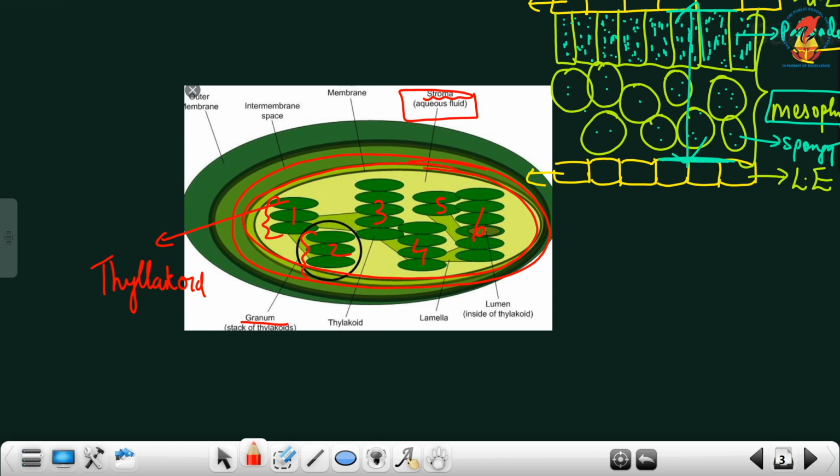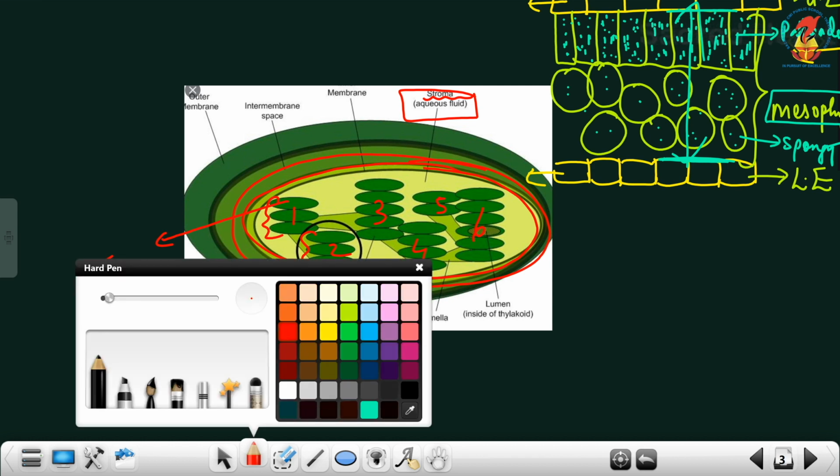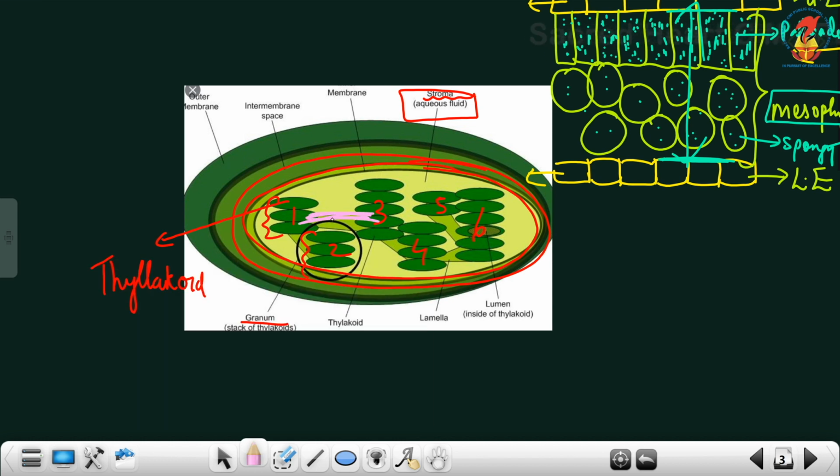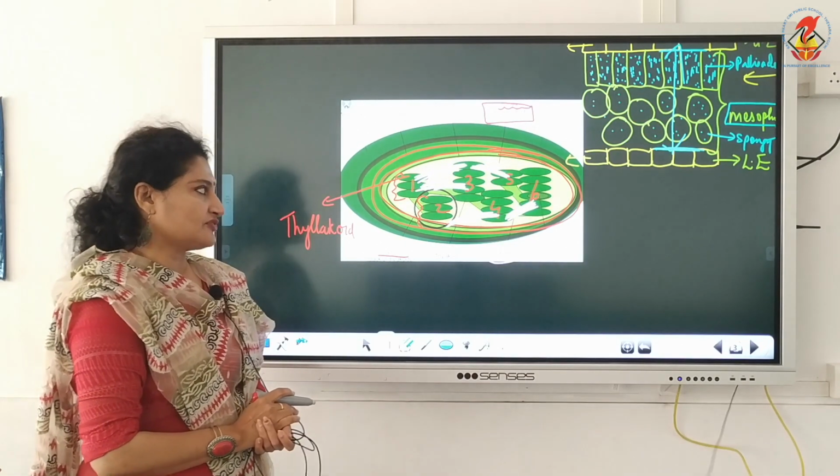And also another structure you can see, the grana are interconnected. See, they are interconnected with each other. The thylakoids of each granum are interconnected with some rod-like structures. These rod-like structures are called stroma lamella. Because they are located in the stroma, they are called stroma lamella. So these are the basic structures of the chloroplast.